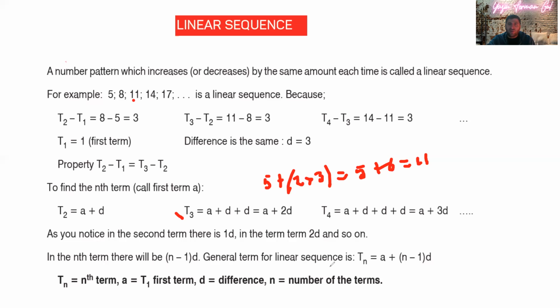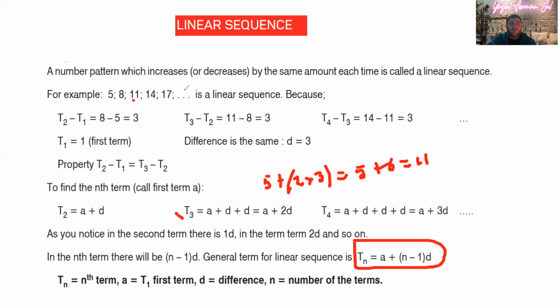The general term for a linear sequence is Tn equals... Guys, this is very important. This is what we're going to be dealing with. That's the general formula for a linear sequence: Tn equals A plus n minus 1 times D. So Tn is the nth term.